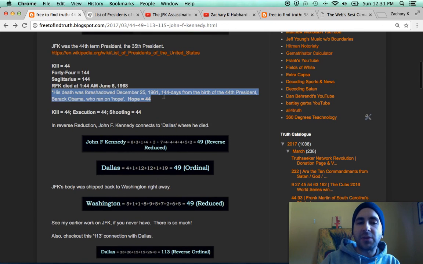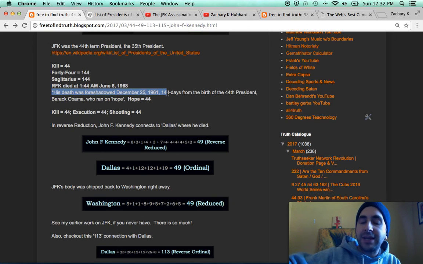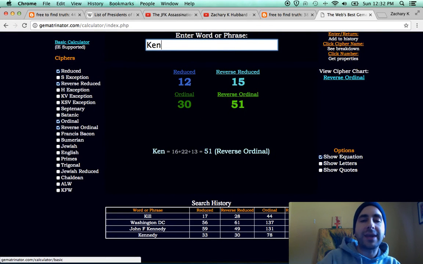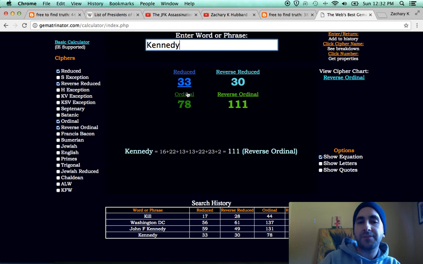JFK's death was foreshadowed December 25th, Christmas Day, 1961, on the Andy Griffith Show, an episode about a bootlegging family getting busted at 411 Elm Street. JFK would be assassinated from 411 Elm Street. Just real quick, the Kennedys were a bootlegging family. Kennedy has Gematria of 33.